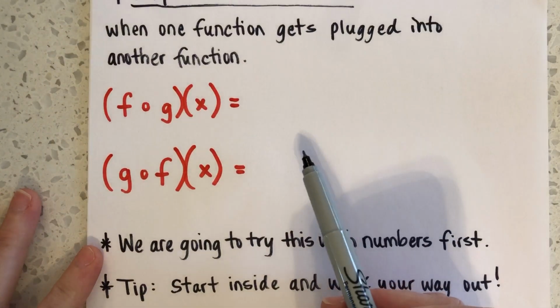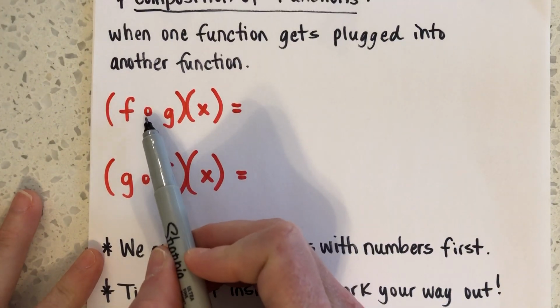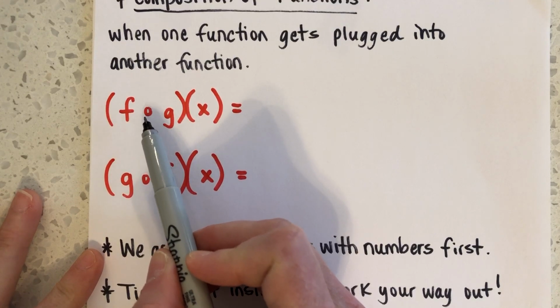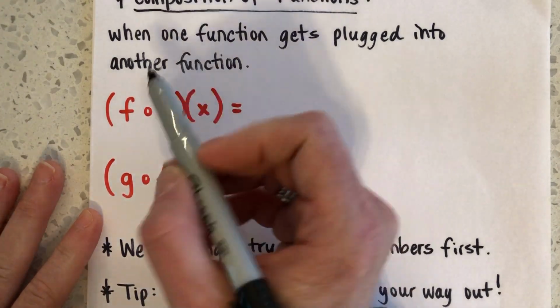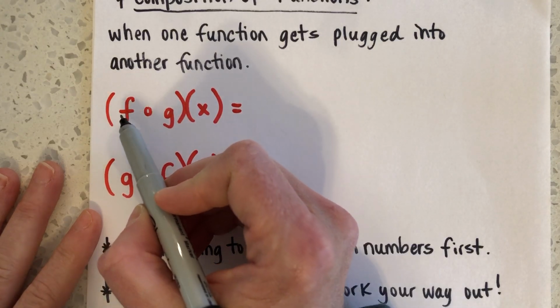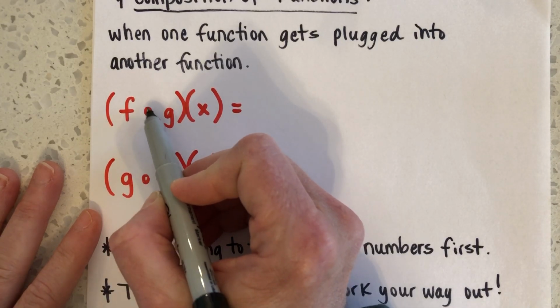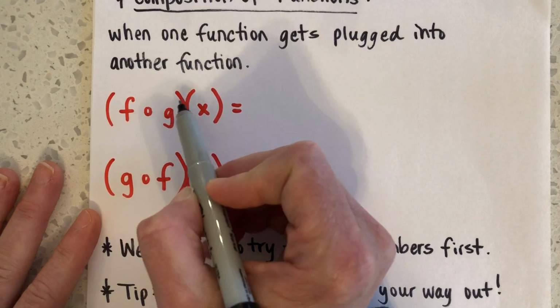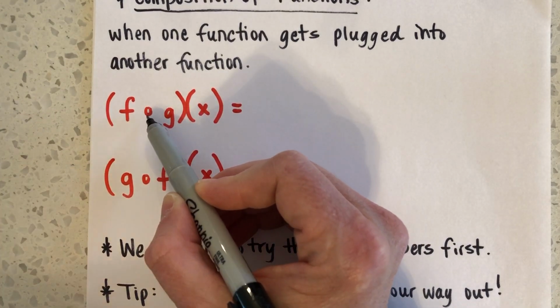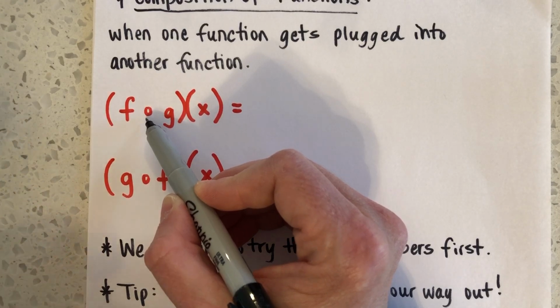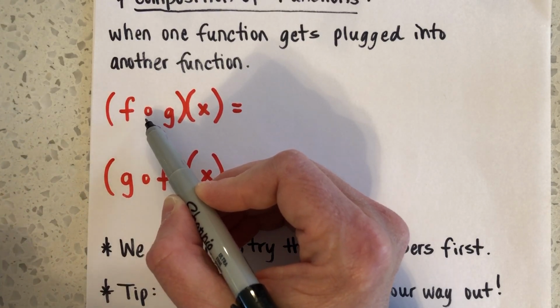So the notation they use looks like a multiplication dot that they forgot to fill in. Some years I have students call this fog or goff. This is literally the f from the f of x function. This is an open circle, and then the g from the g of x function. So this is what they use when they want you to compose two functions, when they want you to plug one function into another function.